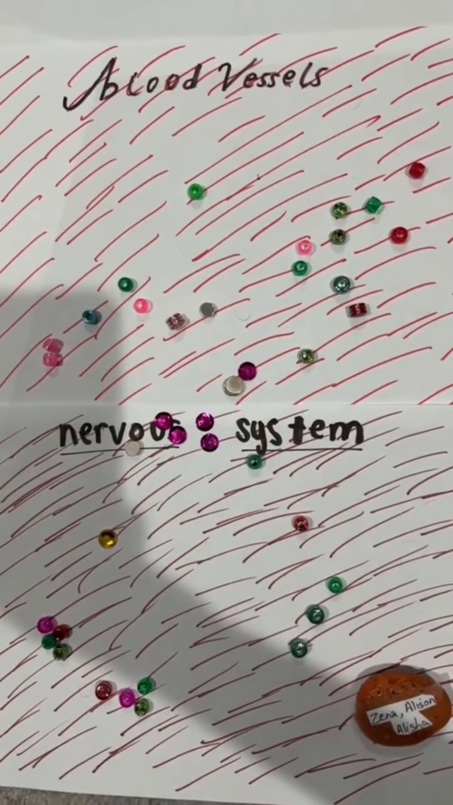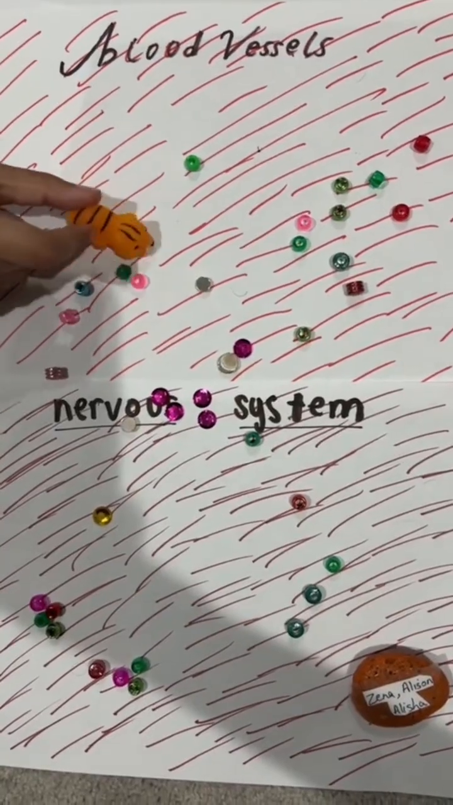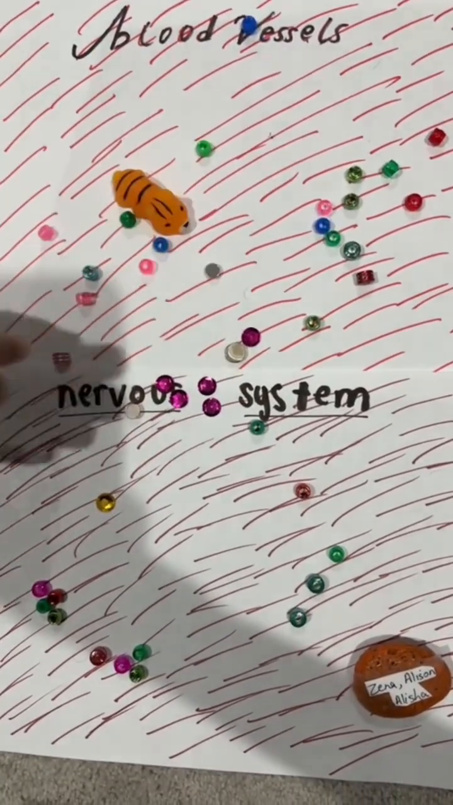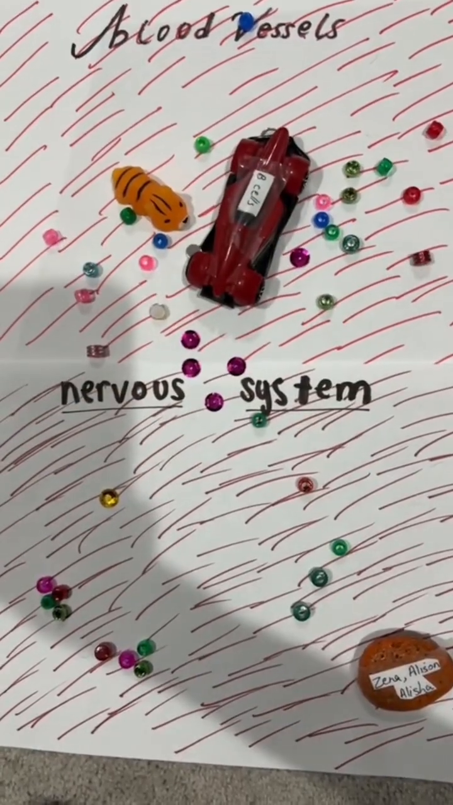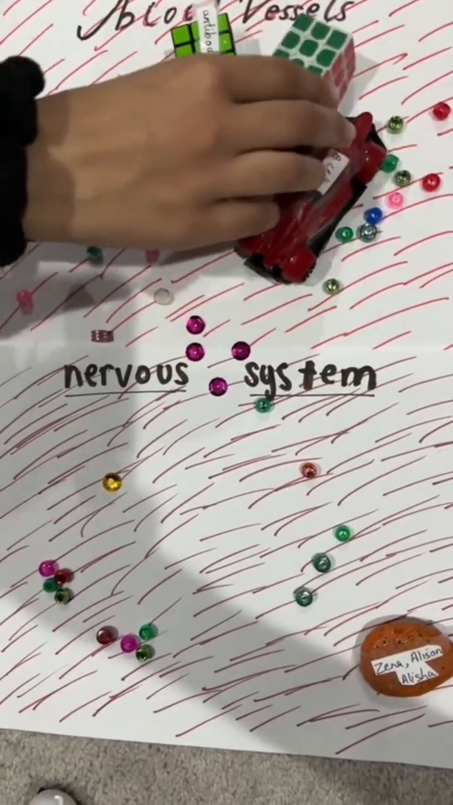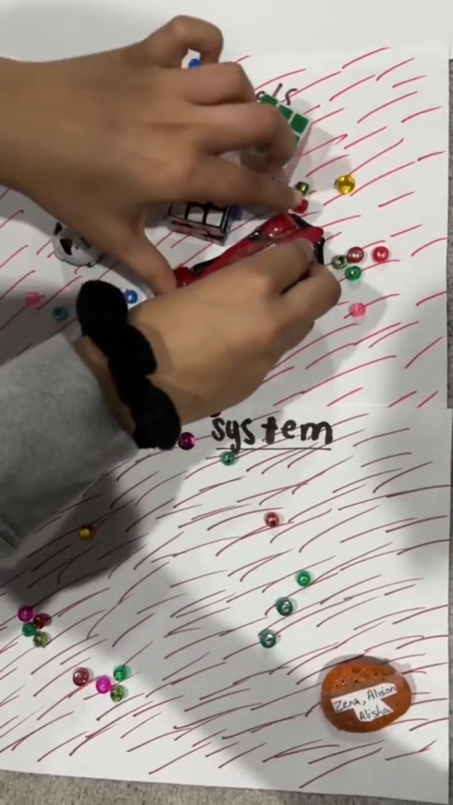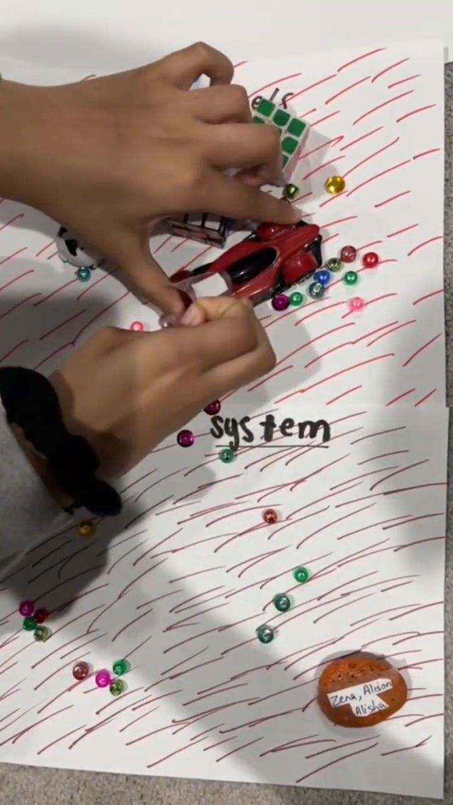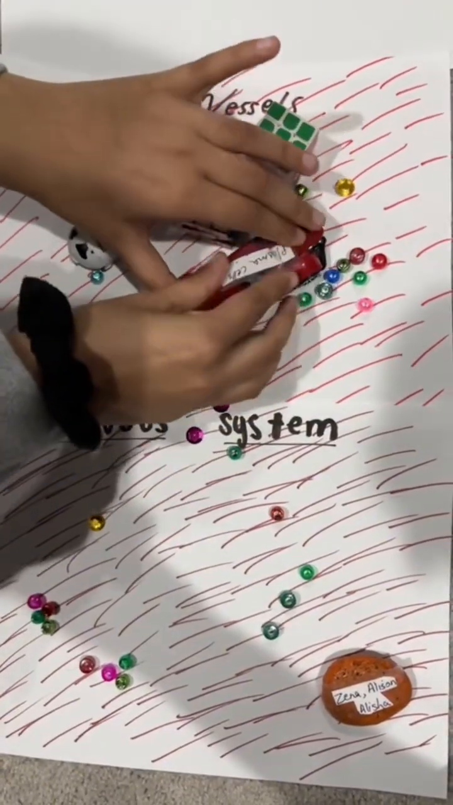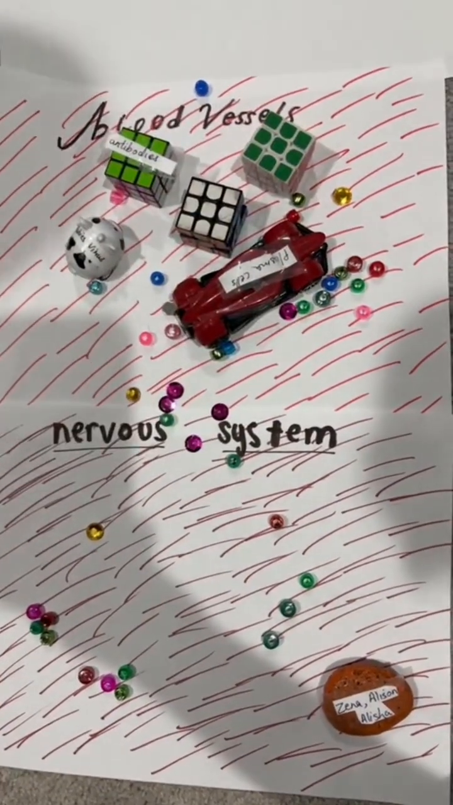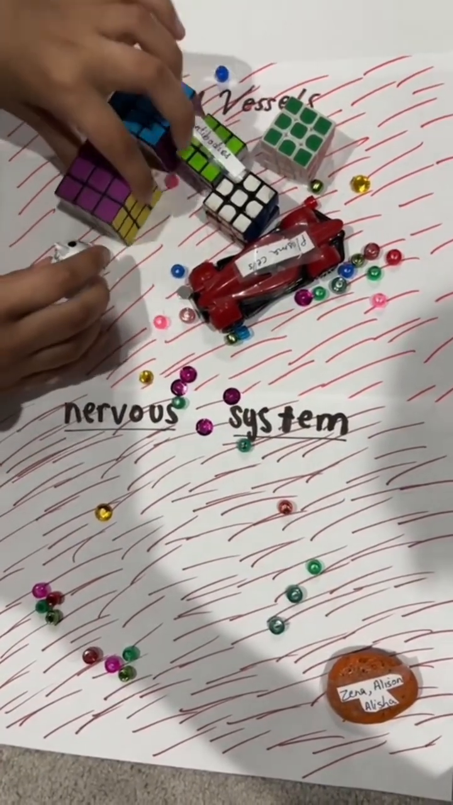At the same time, helper T cells, which is the tiger, release signaling molecules called cytokines. These chemicals activate B cells to multiply and produce virus-specific antibodies, which are the cubes. When the B cells are activated, they undergo clonal expansion, in which they multiply and differentiate into plasma cells. They produce a lot of antibodies, which recognize and bind to the rabies virus.